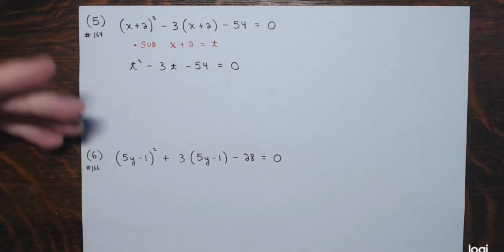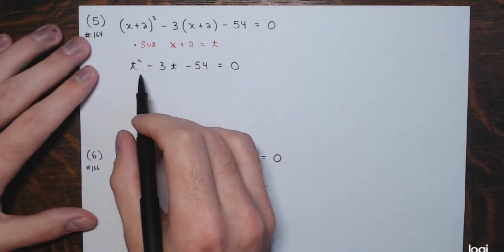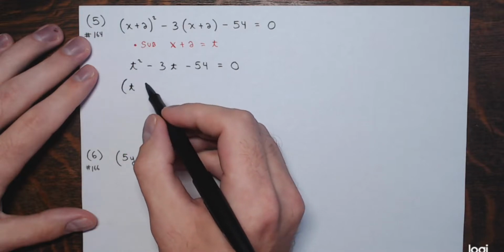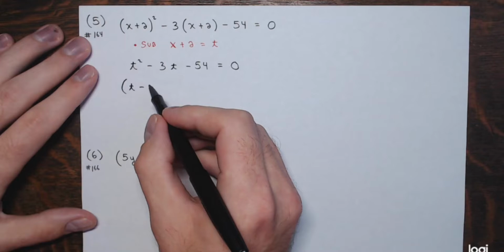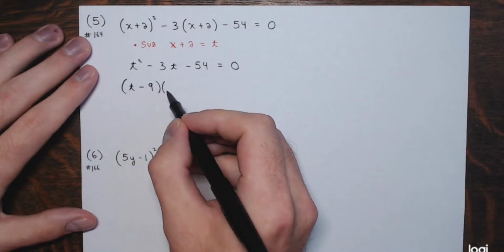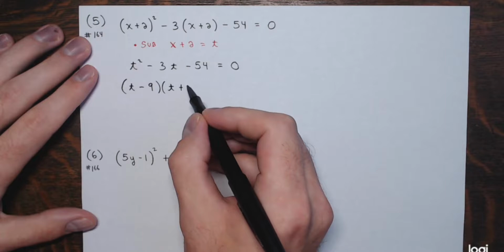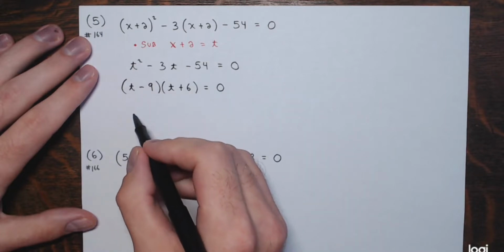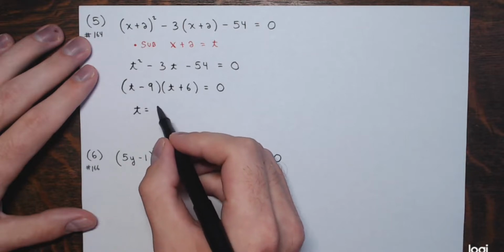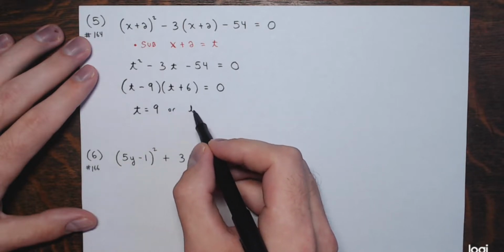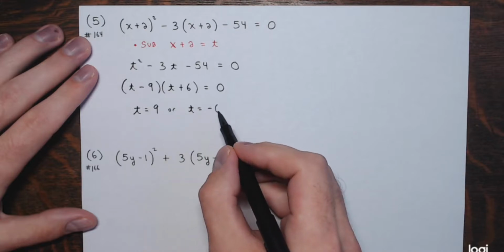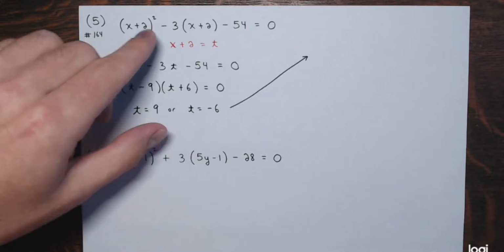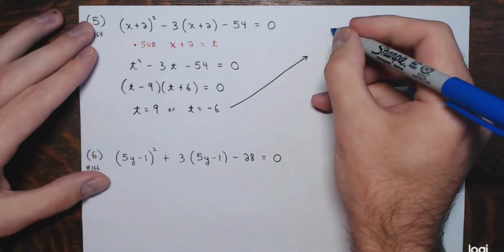You can use the quadratic formula or complete the square, but yet again, this is nice and factorable. This actually factors to (t - 9)(t + 6). So the solutions here, for t anyway, are t = 9 or t = -6. But now I'm going to sub back. I don't want to solve for t, I want to solve for x. The original variable was x.